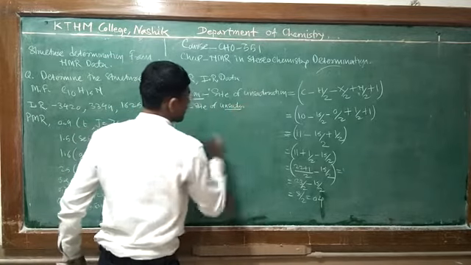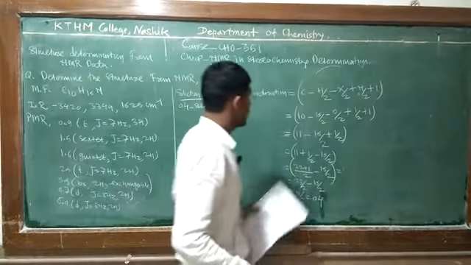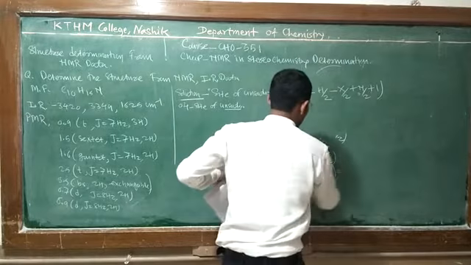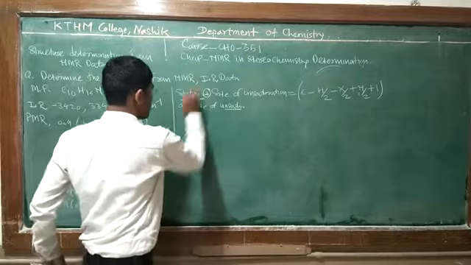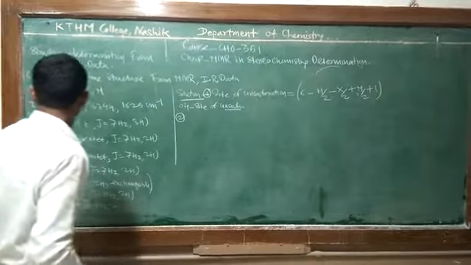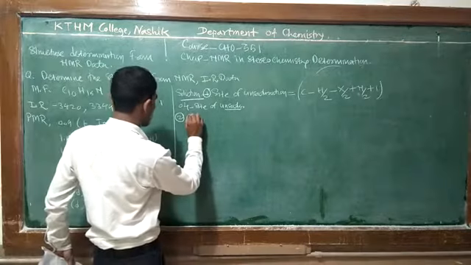In this way, we can calculate the site of unsaturation by this formula. So the first point is the site of unsaturation. Second, we can go for the IR data.